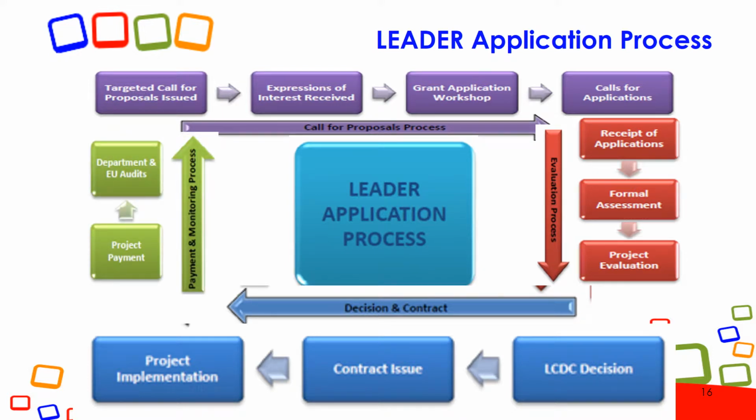The fourth stage is payment and monitoring. In this stage, the project receives the payment according to the schedule agreed, and when the project has been implemented, it is susceptible to department and European audits. This is done on a random basis to check funding and is part of the monitoring process. This summarizes the 4 stages in the application for Leader funding.